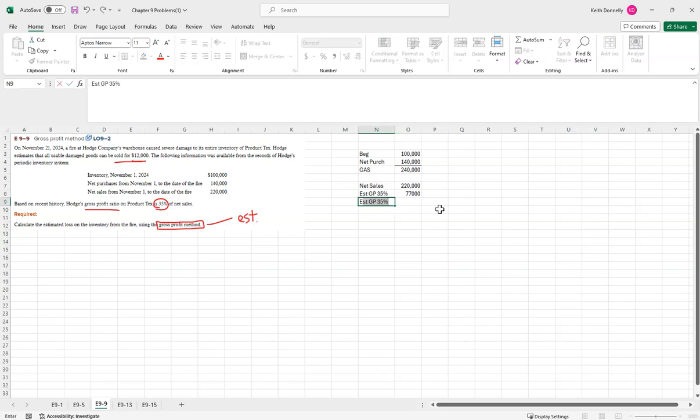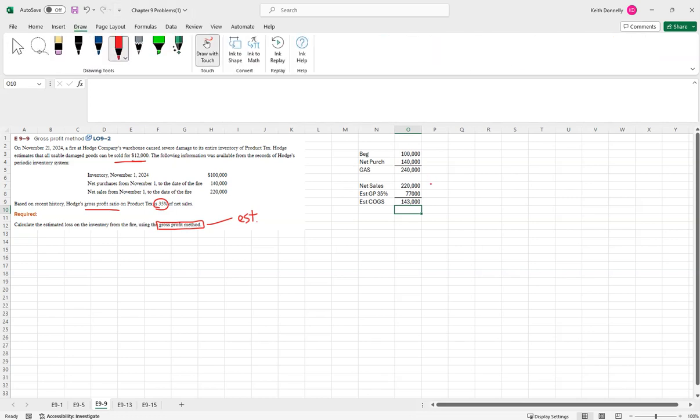Accordingly, if we want to get our cost of the goods we sold, we take the 220, what we sold it for, and back out the profit portion. 143 must be our cost. What we're doing here is taking the sales price, backing out the profit, what we made on it, and what's left over is going to be our cost of what we sold. So that's our estimated cost of goods sold.